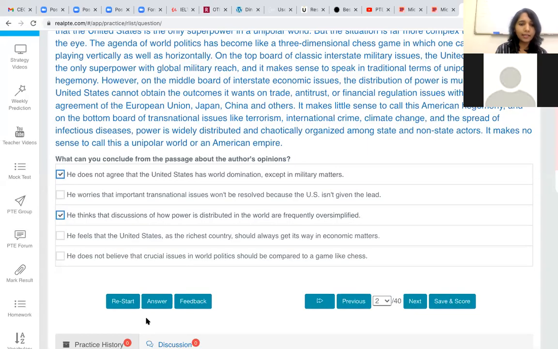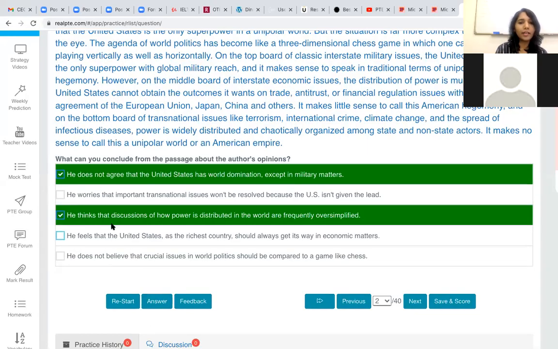Okay, so before that, we didn't discuss the answer to that, right? We selected the first and the third one as the answer. If you look at it, that's the right answer. He does not agree that the United States has world dominion. And then he thinks discussions of how power is distributed in the world are frequently overly simplified. So those two are the right answers. That's 2 points.